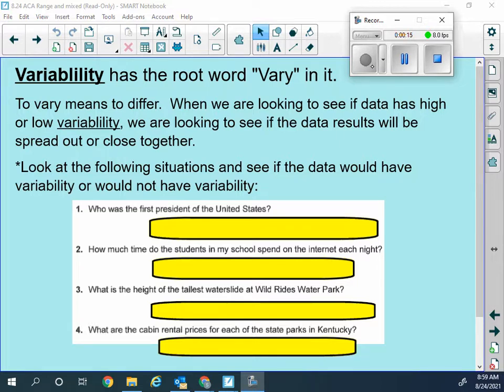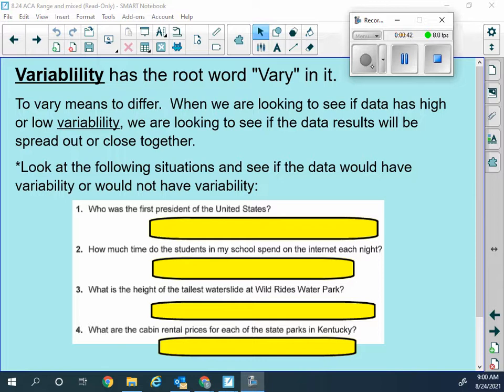Oh, there we go. Okay, so you don't have this in your notes, so I need you to put your pencils down and put eyes up here. Make sure you're ready. The word variability. Variability has the word vary. What does the word vary mean? It's going to be very different. The word vary means to be different, variability.